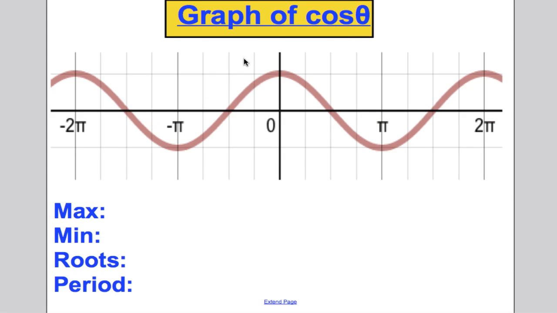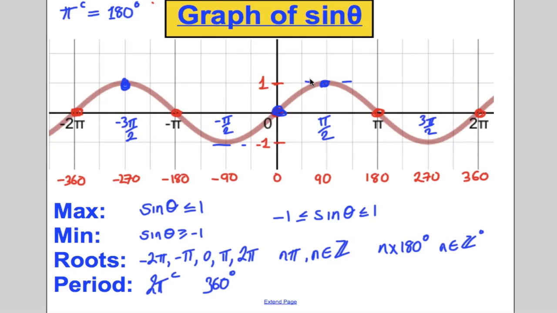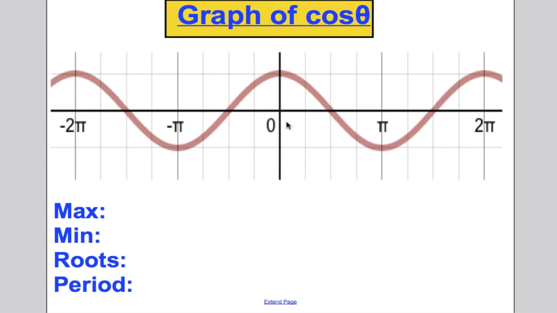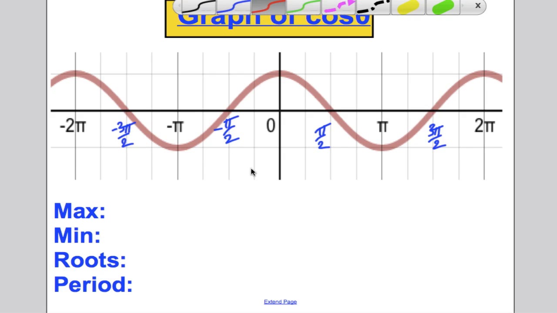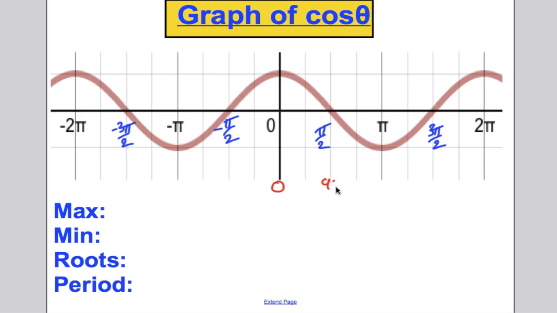Similarly, if you plot theta against cosine theta, you get the following graph. You'll notice it's like sine theta, apart from you might say it's shifted to the left by pi by 2. So we're going to put in all the same points here. This point here is pi by 2. This point here is 3 pi by 2. This point here is minus pi by 2 and minus 3 pi by 2 here. Similarly, the degrees must be 0, 90, 180, 270, 360, minus 90, minus 180, minus 270, and minus 360.